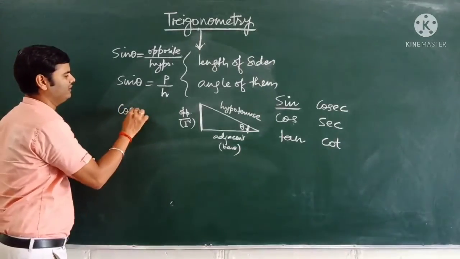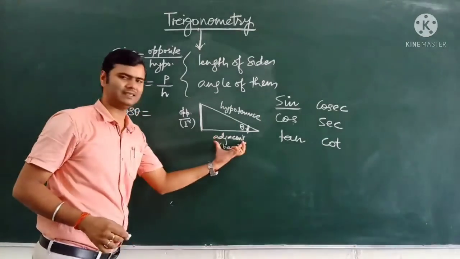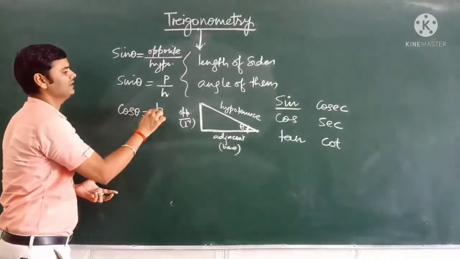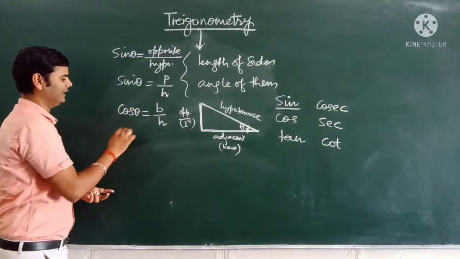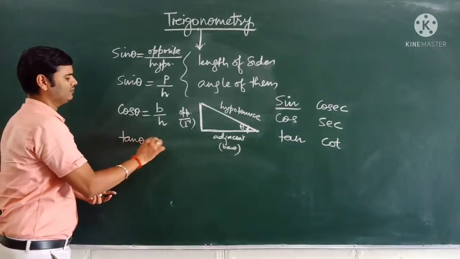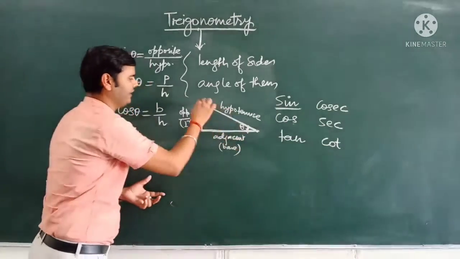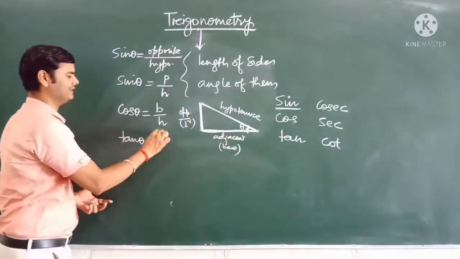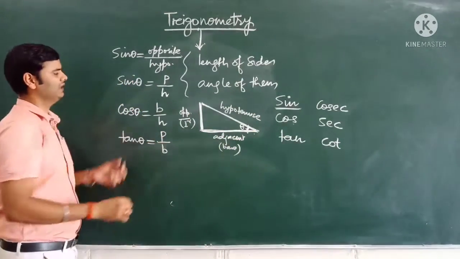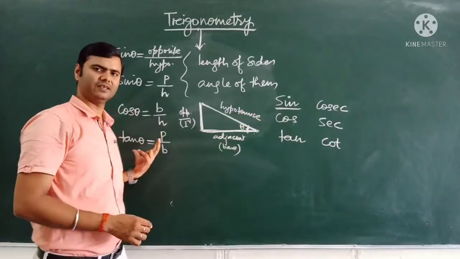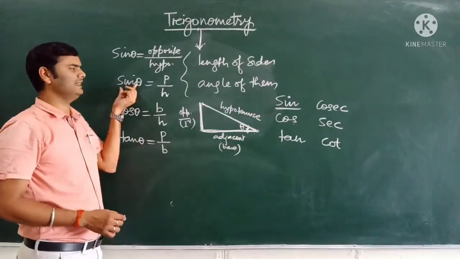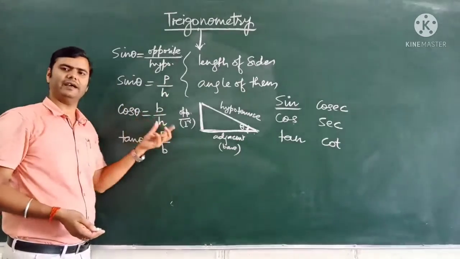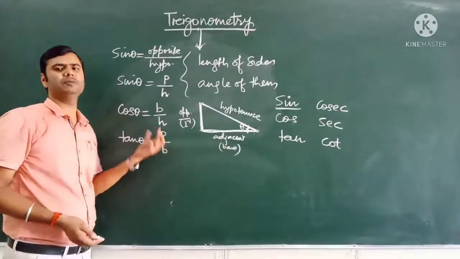Similarly, cos theta is adjacent, that is base, divided by hypotenuse, that is B by H. Likewise, tan theta is perpendicular by base, that is opposite by adjacent, written as P by B. And the other three functions are the reverse of these. Cosec theta is H by P, sec theta is H by B, and cot theta is B by P.